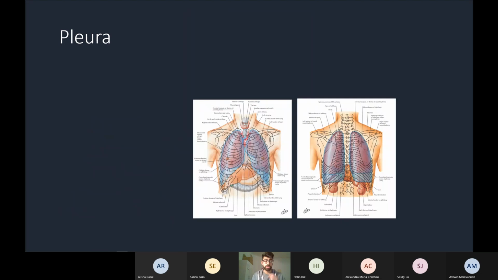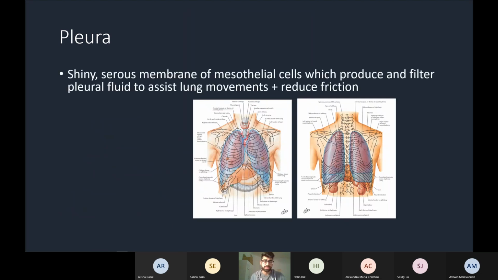Okay, so almost finished. I just want to wrap up by talking about the pleura. The pleura are these membranes, and the pleural cavities are located inside these membranous sacs. So the lungs, as you can see from these images, are enclosed in the pleura, and there are two types of pleura.